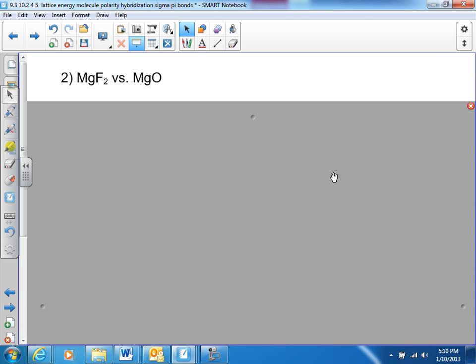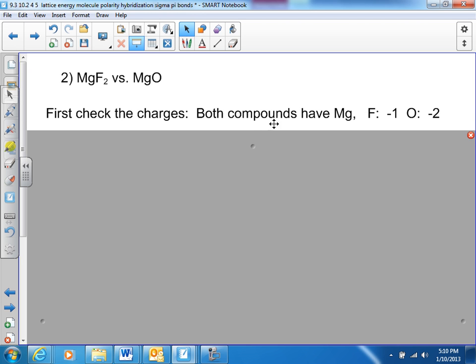So let's do another problem. This time magnesium fluoride versus magnesium oxide. We're going to check the charges first again, so get out your handy dandy periodic table and look up your charges. Both compounds have magnesium, so the Q plus is the same. The fluoride is a -1. We ignore that there are 2 fluorides here, by the way. We're just looking at the charge of a single fluoride ion. So F is -1, O is -2. We already see oxygen has a bigger charge than fluoride.